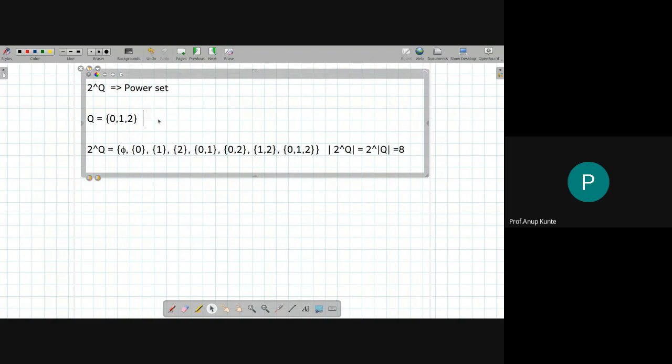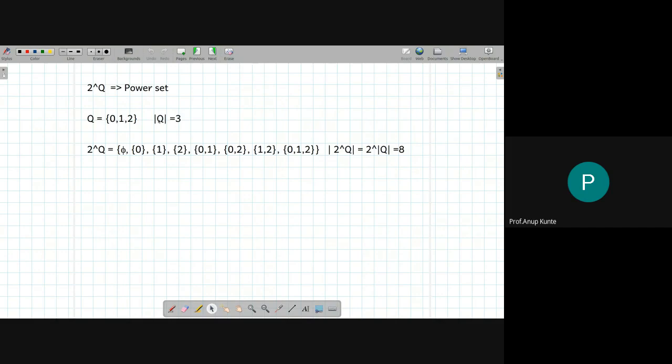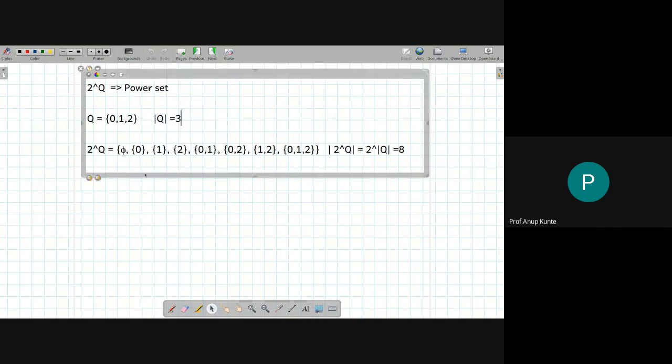Now my original set is Q. Size of Q is 3. Okay, ये जो notation है that represents size of a set. Okay, size of a set is number of elements in the set. So there are 3 elements in the set. I have this size of set to be 3. Okay, this is the 2 raised to Q set, which is set of all subsets.